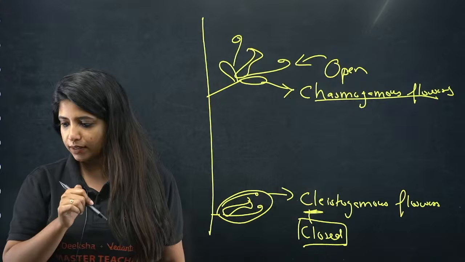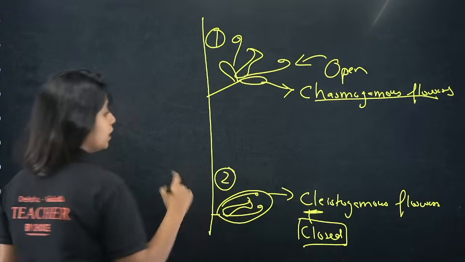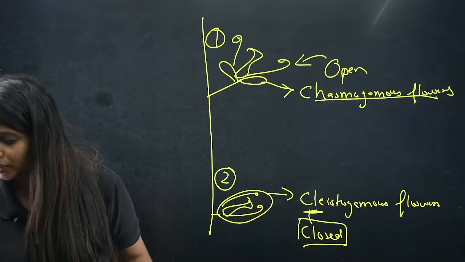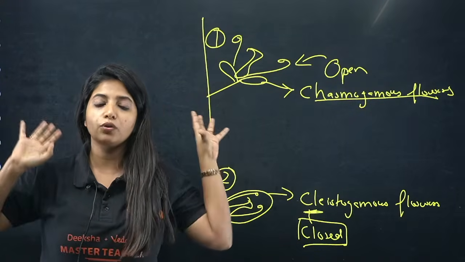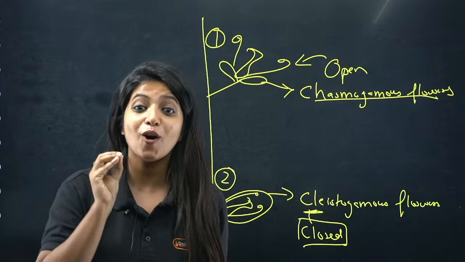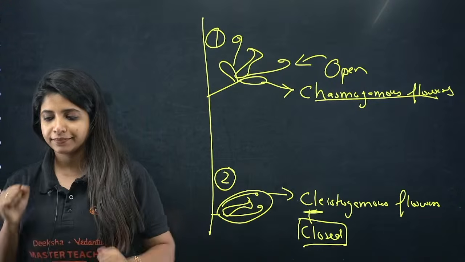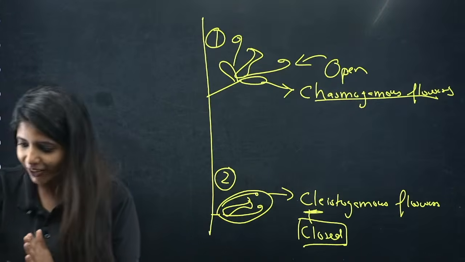Now you tell me one thing. I'm going to name this flower 1 and this flower 2. Whoever is watching this video, you have to tell me in which of them, for sure, whatever you do, autogamy is going to happen. In which of them, for sure, autogamy is going to happen. Tell me, 1 or 2.